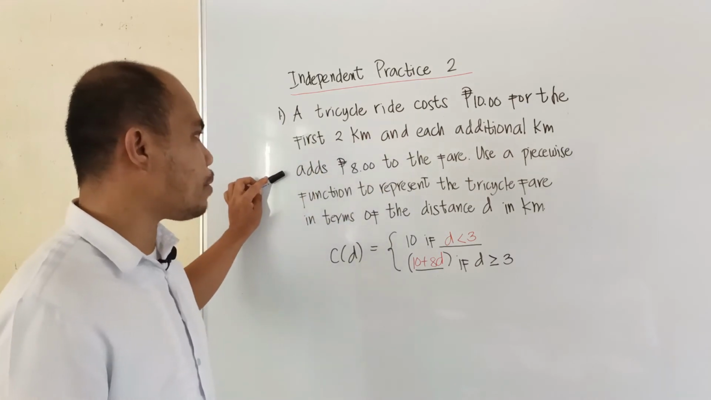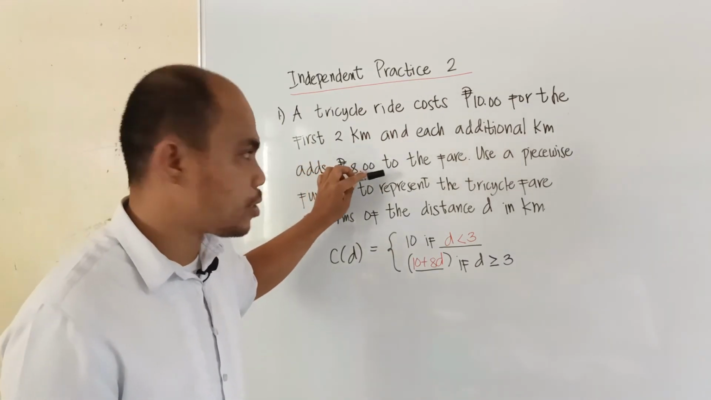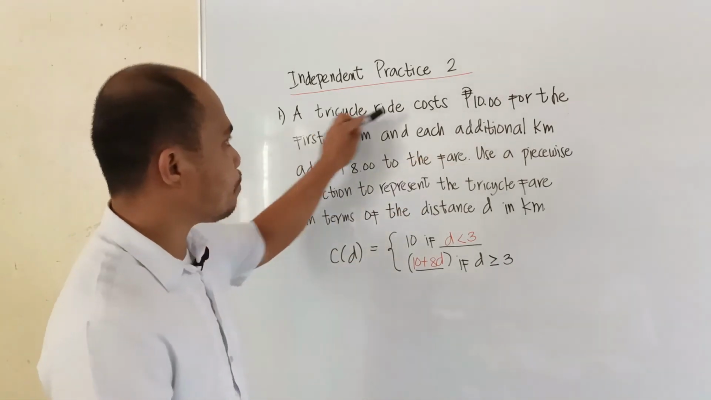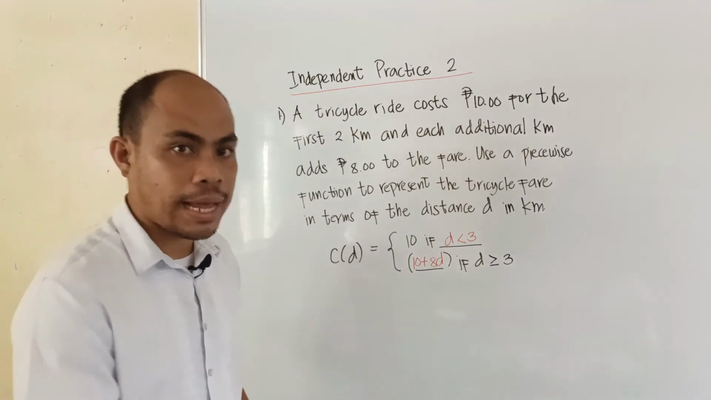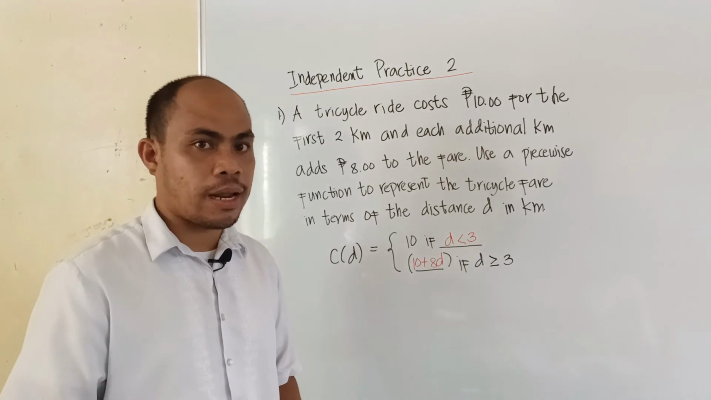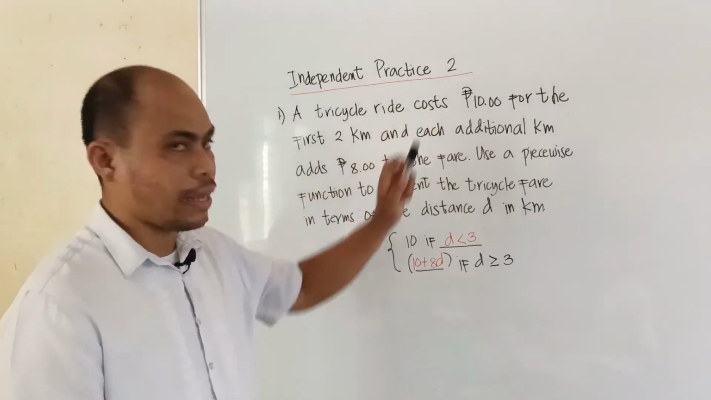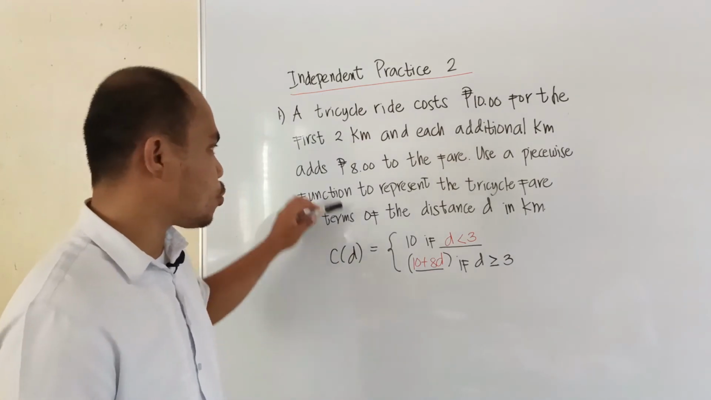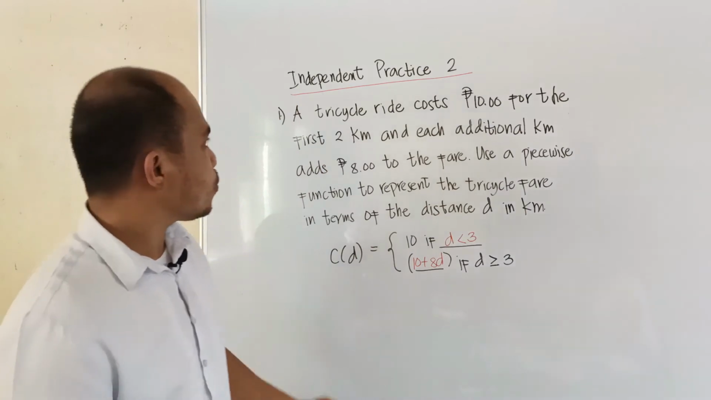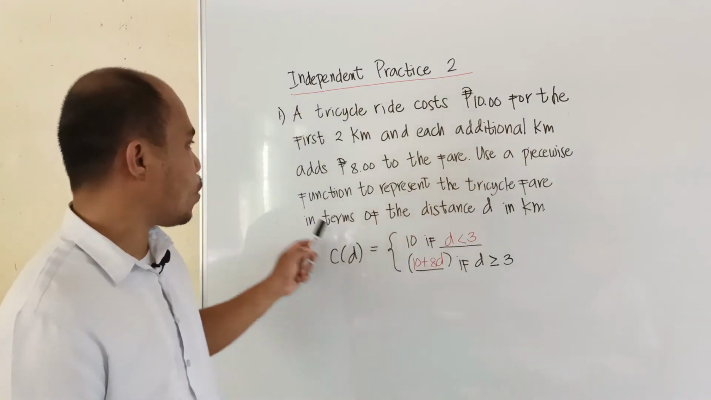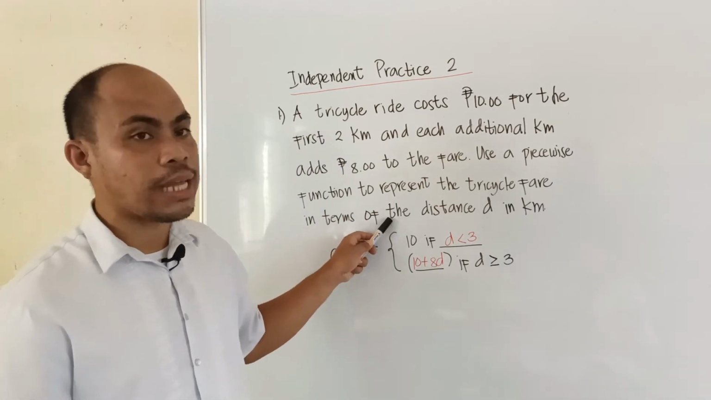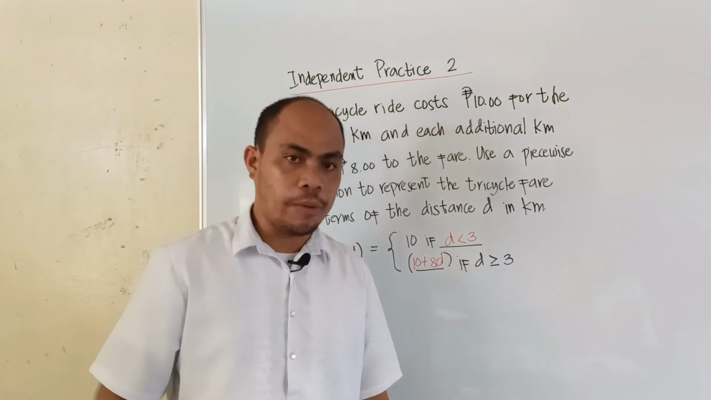And each additional kilometer adds 8 pesos to the fare. So, this first statement is about the fare. For the first 2 kilometers, the initial amount to pay is 10 pesos. If it goes beyond that, you add 8 pesos per kilometer. Now, the problem asks you to use a piecewise function to represent the tricycle fare in terms of the distance d in kilometers.